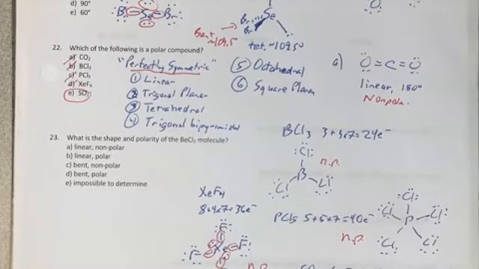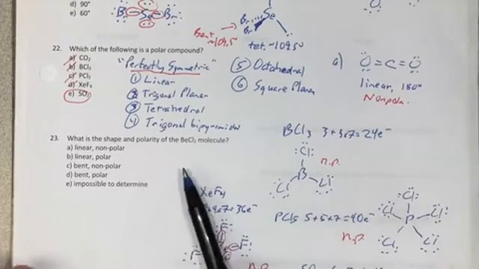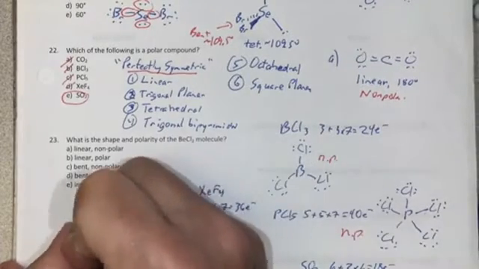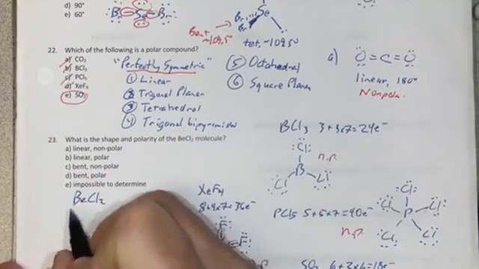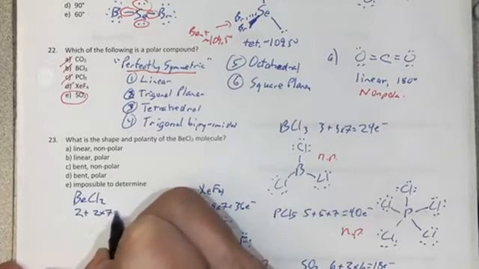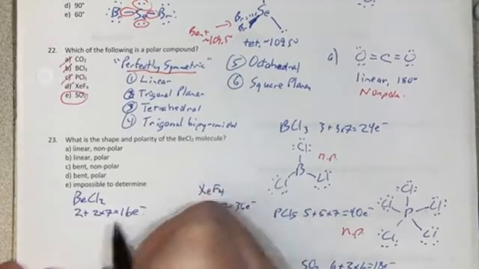Okay, we have one more question. What is the shape and polarity of the beryllium dichloride molecule? Okay, so as I look at beryllium dichloride, let's draw the structure. BeCl2. Beryllium has 2 valence electrons. Each chlorine has 7. So 14, that's 16 electrons.